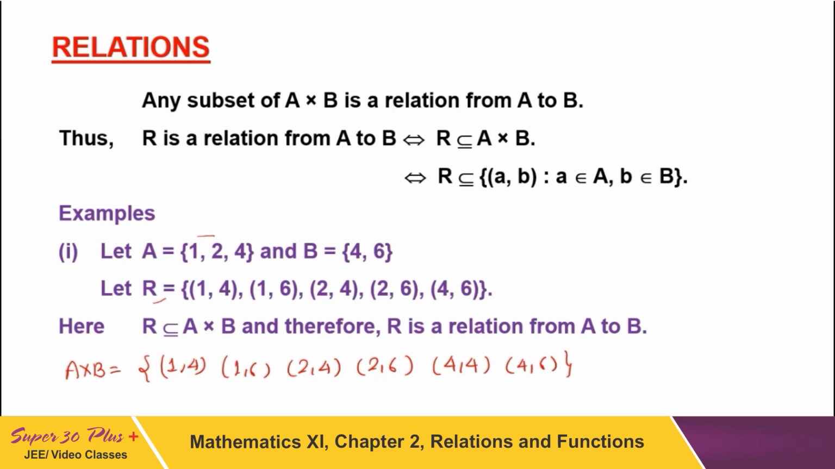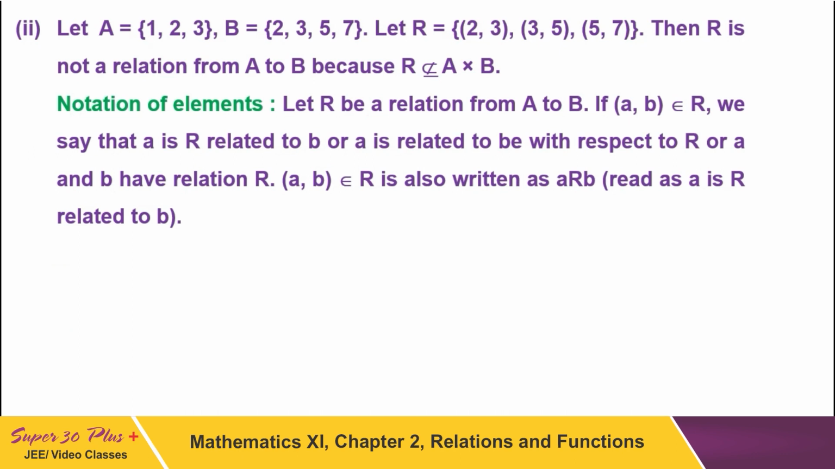This relation will be a relation from set A to set B if the elements of the relation are elements of A cross B. Now check it. It is okay: this is here and this is here. That's why the relation is a subset of A cross B. Therefore, we can say the relation is defined from set A to set B, or R is a relation from A to B.